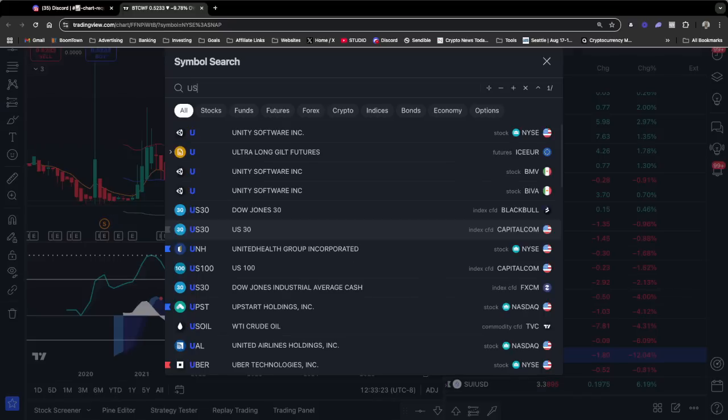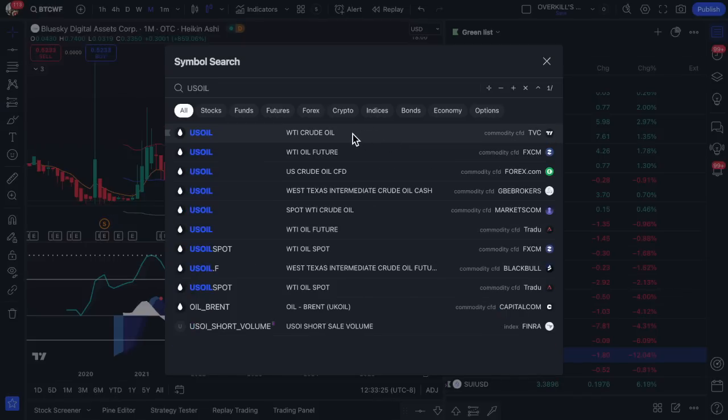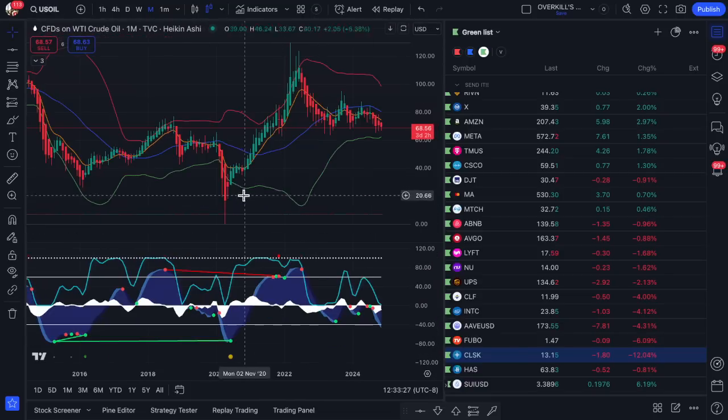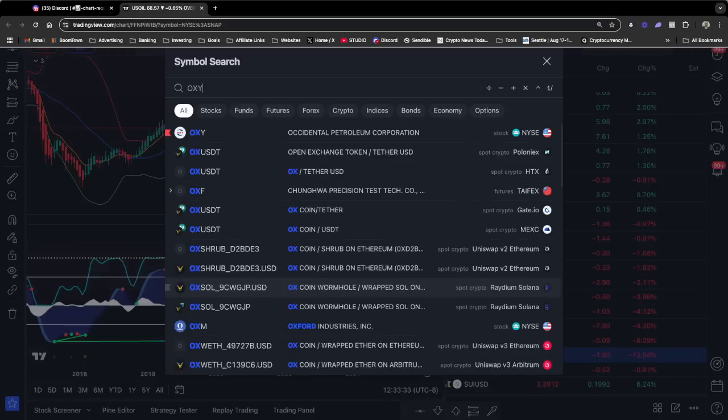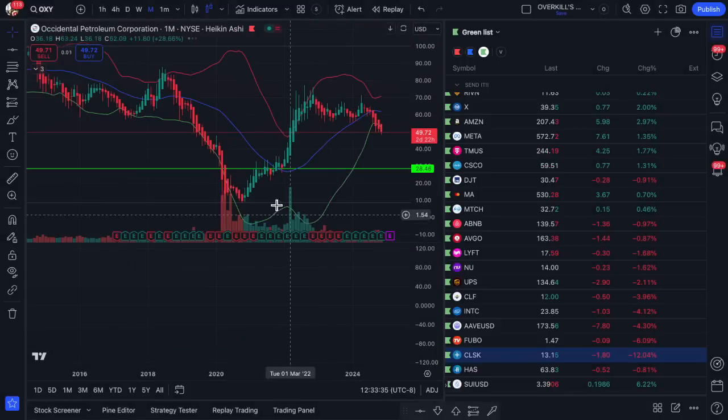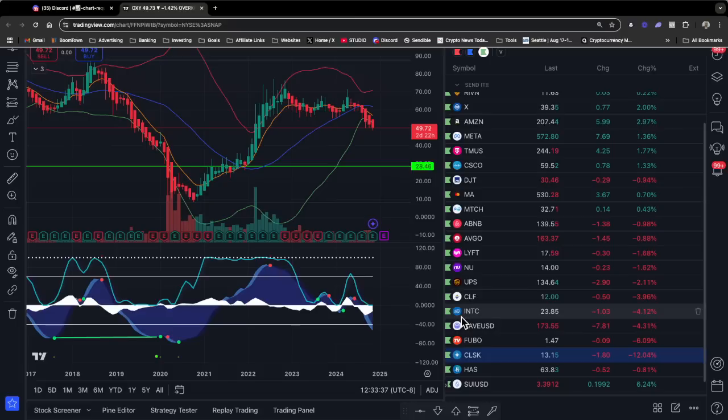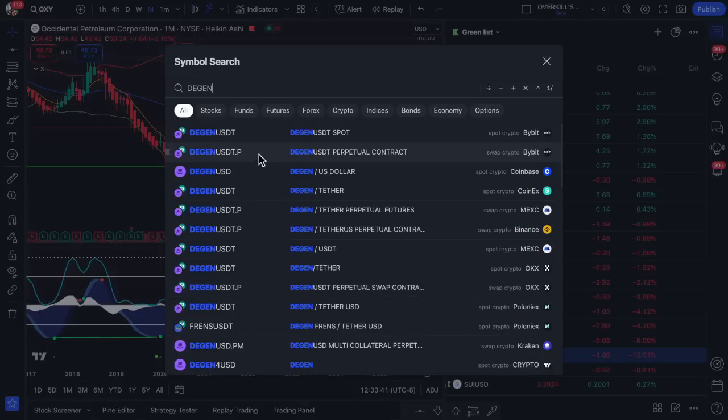U-Soil. Red on the monthly. Don't want to touch it. OXY. OXY is red on the monthly. Don't want to touch it. Meta, we covered. There's our first duplicate.